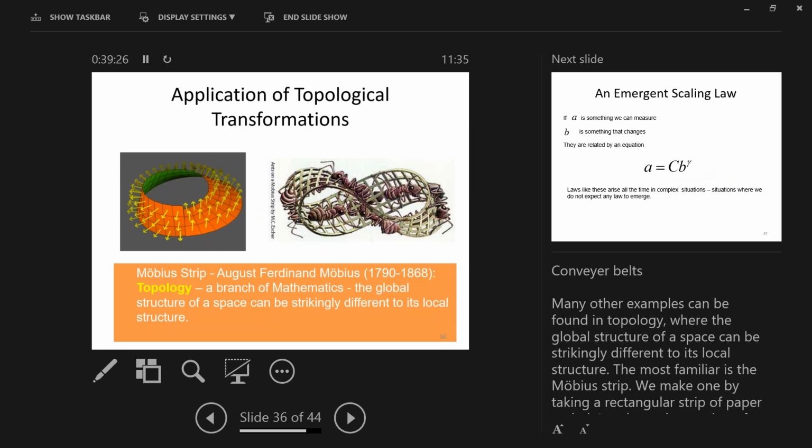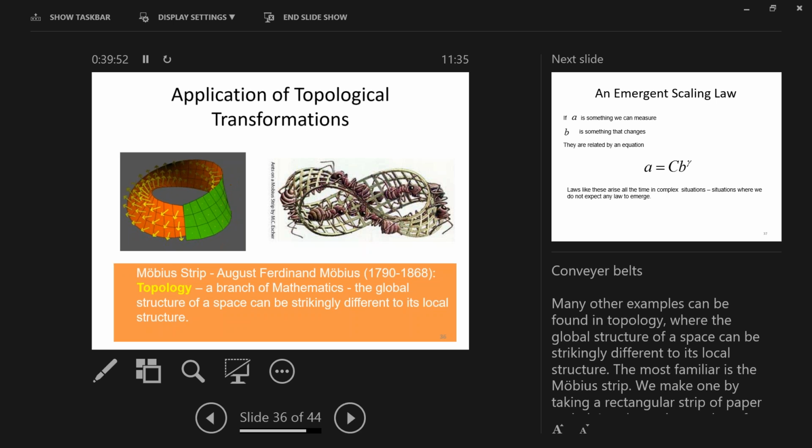We all have heard about Mobius strips. Augustus Mobius, 1868, famous mathematician, who gave this Mobius strip. As a result of this particular phenomenon, an entire branch of mathematics has emerged, which is known as topology.